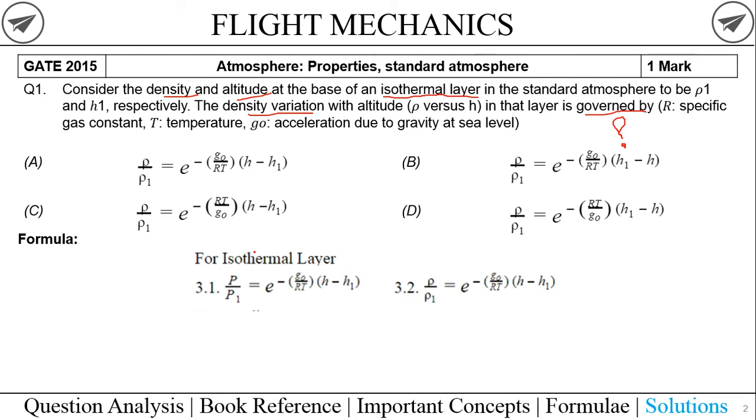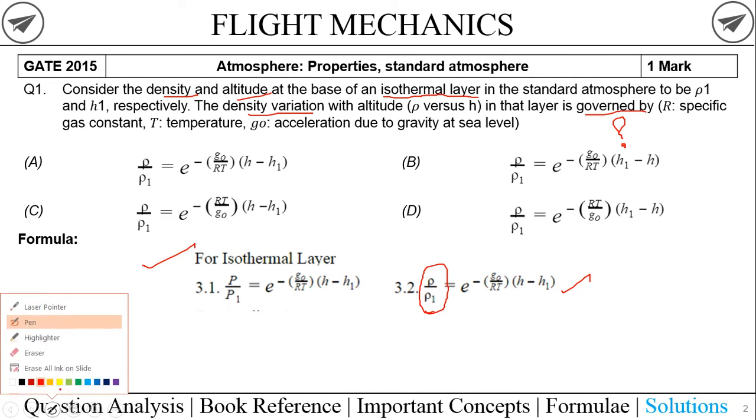And we know from the formula for the isothermal layer, the density variation, the density ratio, is nothing but e power minus g naught by RT times h minus h1. So this is a direct question. We need to see the formula and see the resemblance for it.